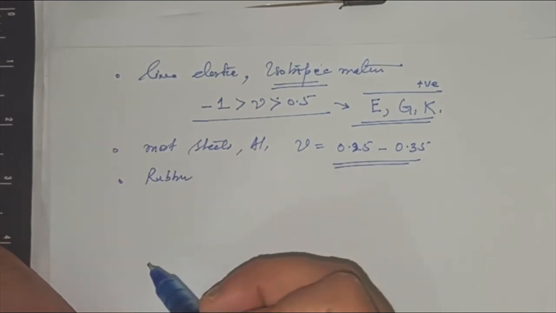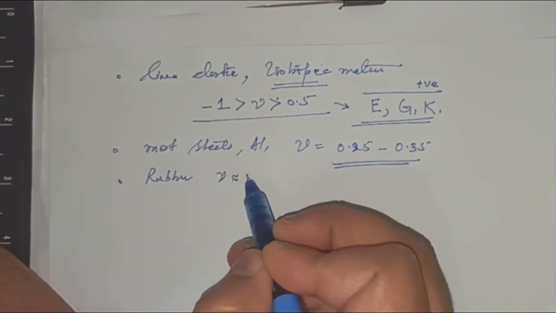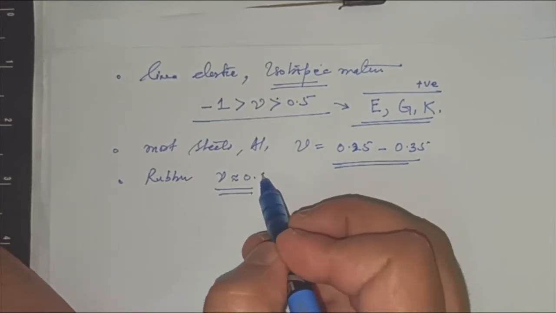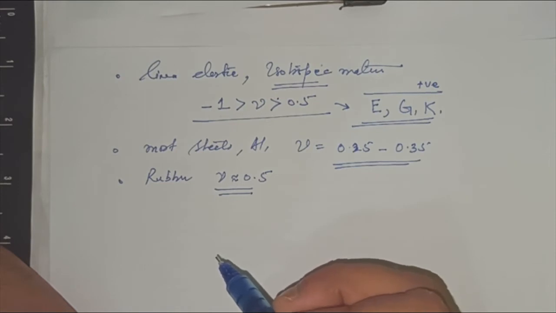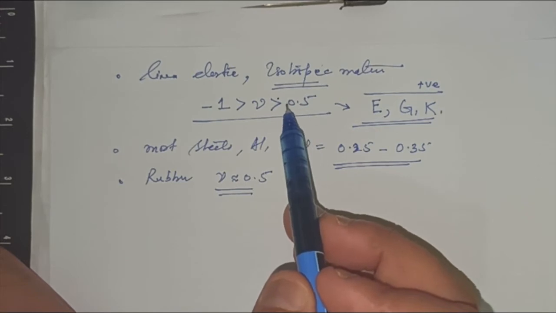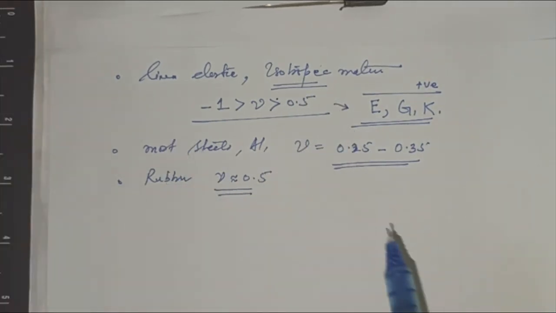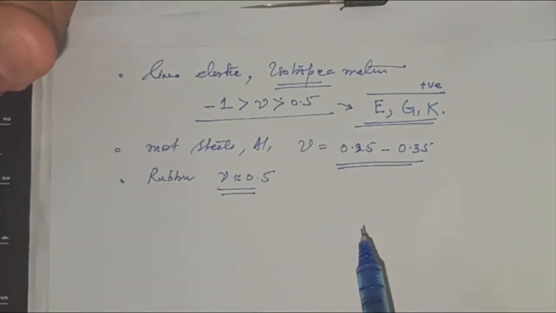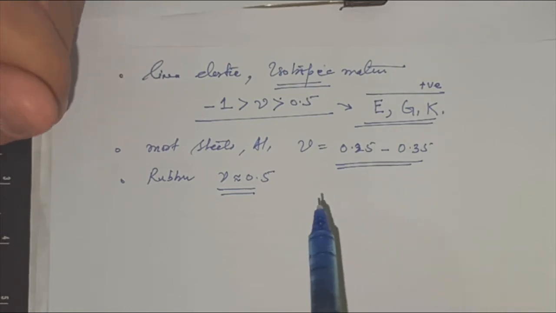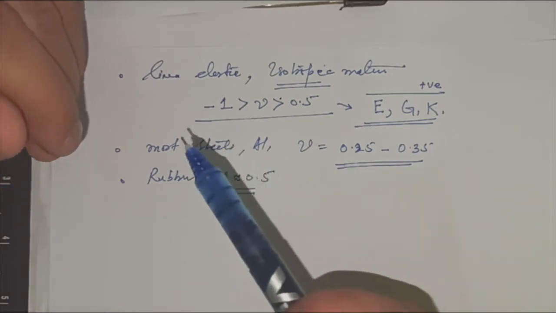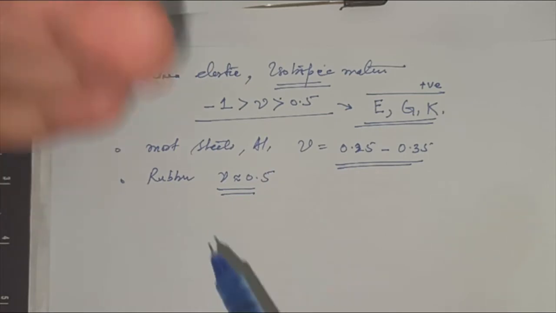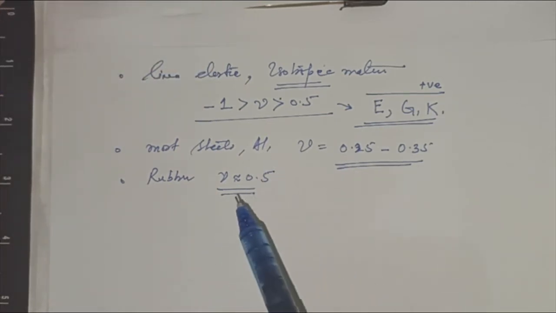For the case of rubber, Poisson's ratio is approximately equal to 0.5. That means it is at the highest value, because rubber is very, very elastic. Once you stretch it in one direction, it also gets very thin laterally. So overall the ratio becomes 0.5 only.